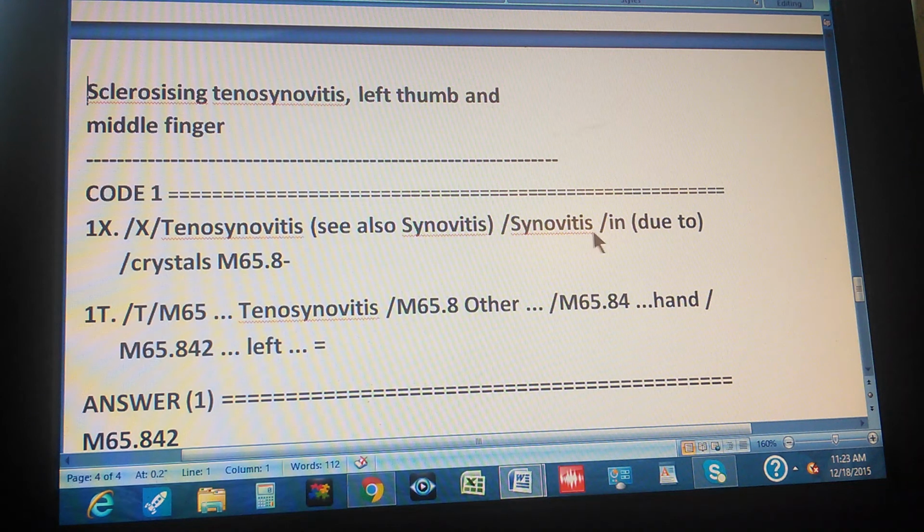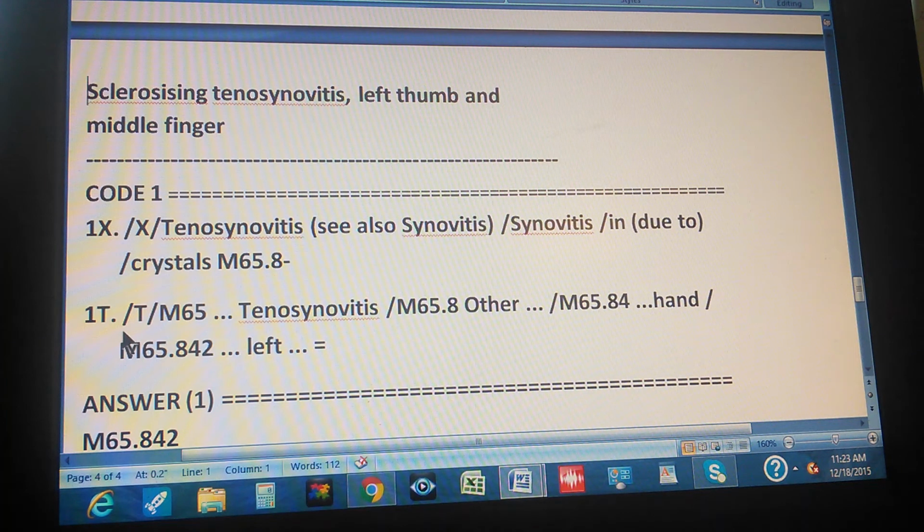Go to synovitis, and then in due to, you go to crystals. Due to is the reason, and then crystals, because we told you that the sclerosing is because of the crystals. So what's the code? M65.8-. The hyphen means that there are additional characters that you have to include once you go to the tabular, okay? So we're going to go to the tabular for this code.